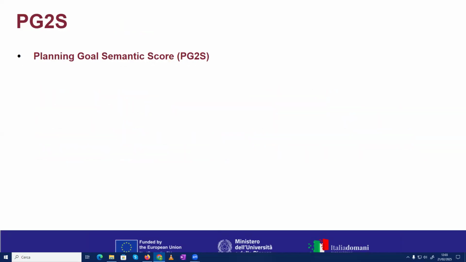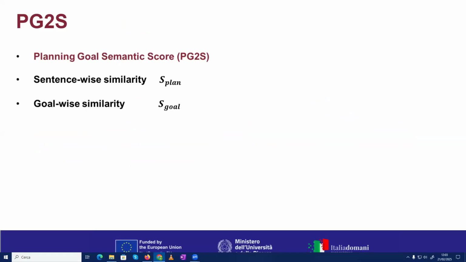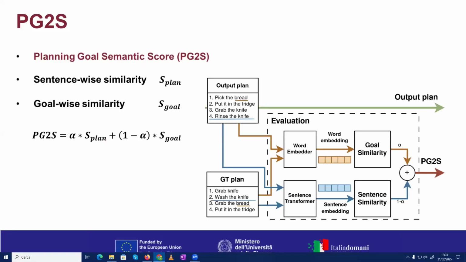So we developed a new metric to evaluate the plan generated by LLMs that leverages natural language structure, and we developed two components: the sentence-wise similarity and the goal-wise similarity. The sentence-wise similarity finds the most similar sentences in the predicted plan and in the ground truth plan and computes the similarity score of all the sentences, while for the goal-wise similarity, before evaluating and comparing the actions and the objects, we compute with spaCy a part-of-speech tagging, extracting the verbs and the nouns.